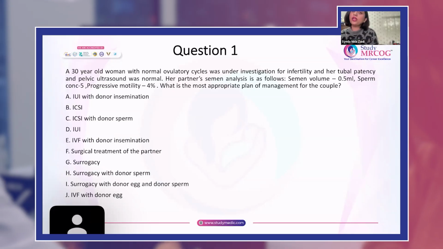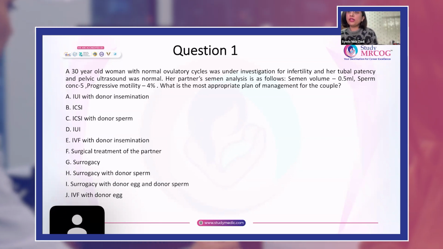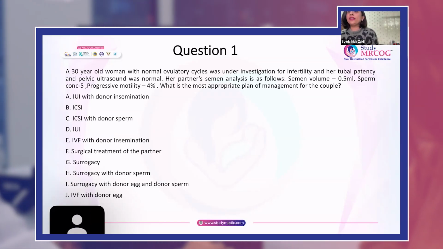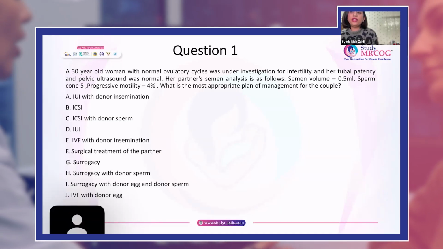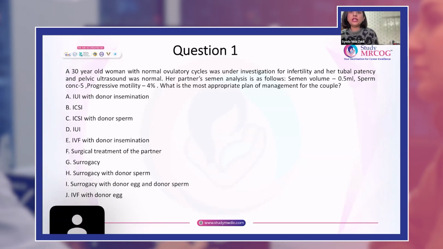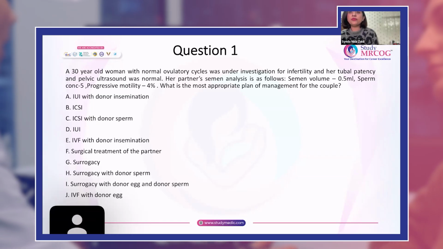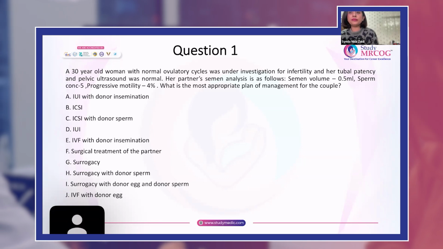So question number 1. A 30-year-old woman with normal ovulatory cycles was under investigation for infertility and her tubal patency and pelvic ultrasound was normal. We need to do three things when a person comes with infertility or is unable to conceive. We need to see her ovarian function test, we need to see if her tubes are okay, and we need to see if semen analysis is okay. Her partner's semen analysis is as follows: semen volume 0.5 ml, sperm concentration 5, progressive motility 4. What is the most appropriate plan of management for the couple?